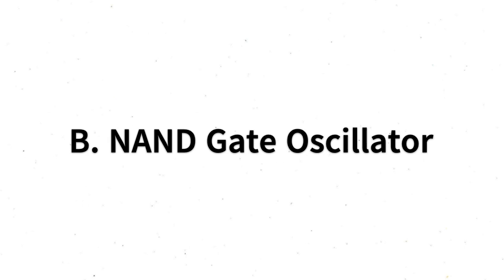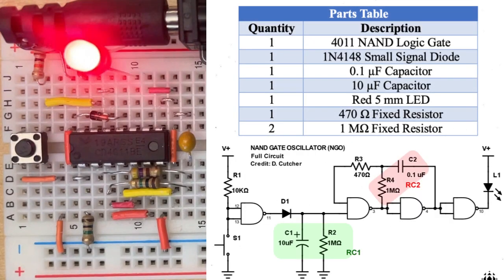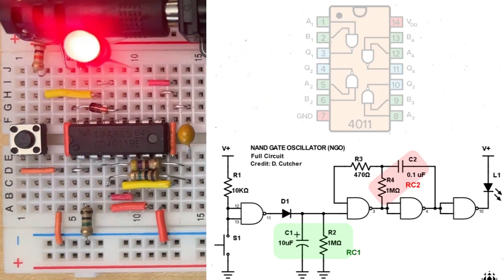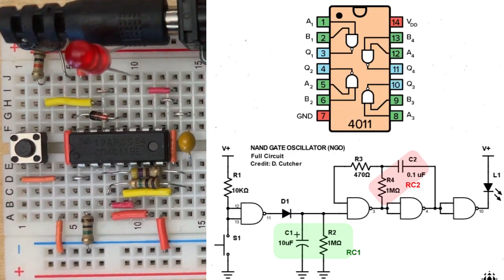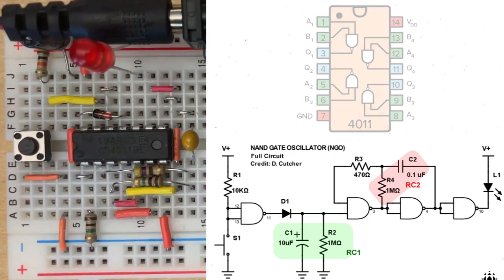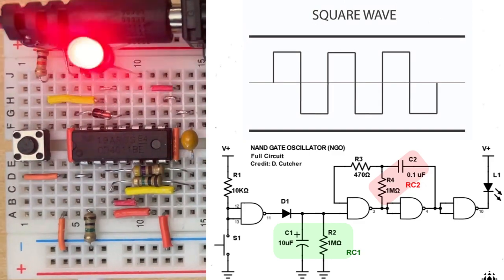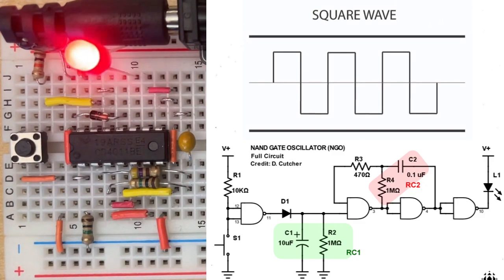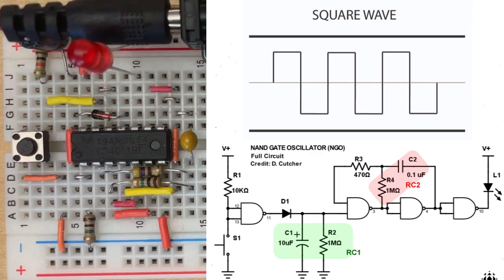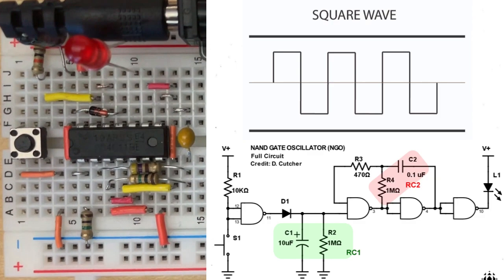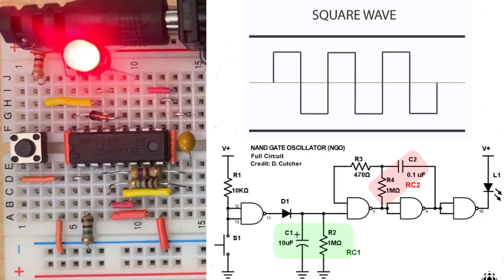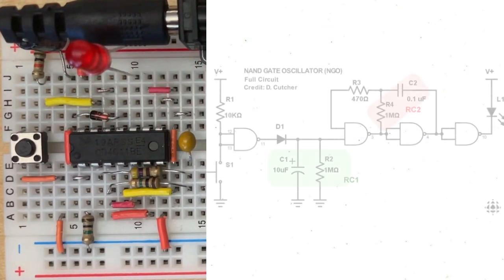Part B, NAND gate oscillator. This circuit consists of 7 additional parts. NAND gate oscillators are oscillator circuits that use NAND gates to create repeating square wave signals. By using feedback loops, it creates oscillations using a clock signal. A clock signal is a regular and repetitive electrical signal that provides a timing reference to the circuit so that components in the circuit operate at precise intervals.